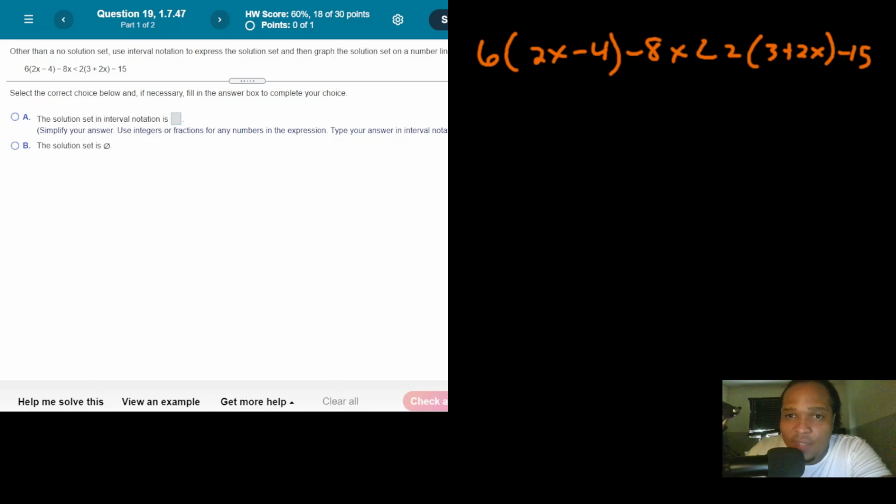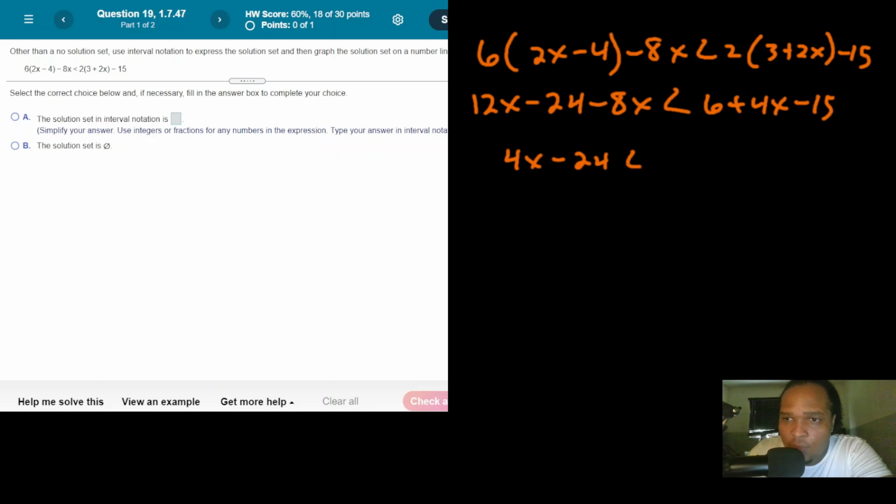All right, go ahead and distribute. We have 12x minus 24 minus 8x less than 6 plus 4x minus 15. Once again, I'm distributing. Combining like terms, we have 12x minus 8x, which is 4x. We have minus 24 less than, combine like terms, let's put 4x first. 6 minus 15, it's going to give you a negative 9. All right, let's subtract 4x from both sides. Take a look. We have negative 24 is less than negative 9.